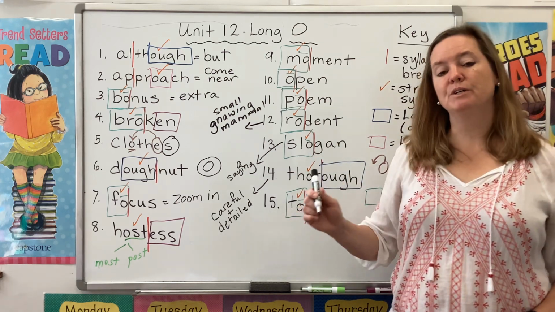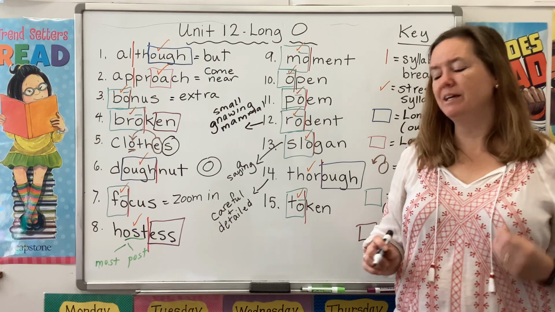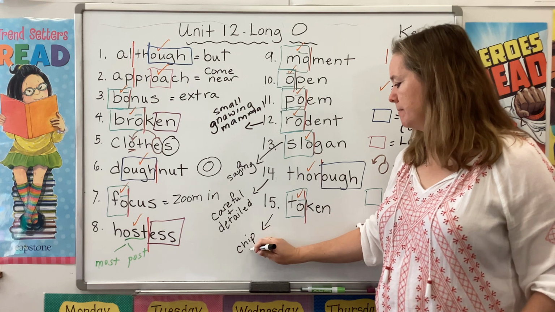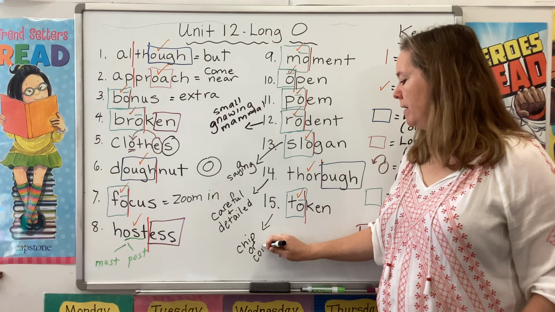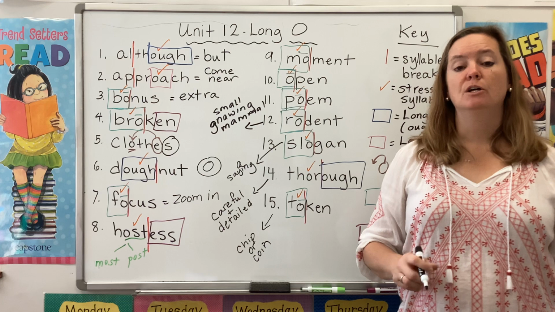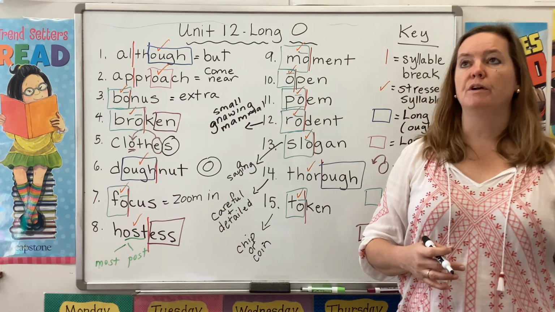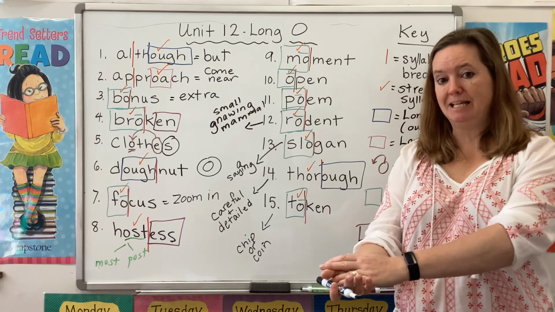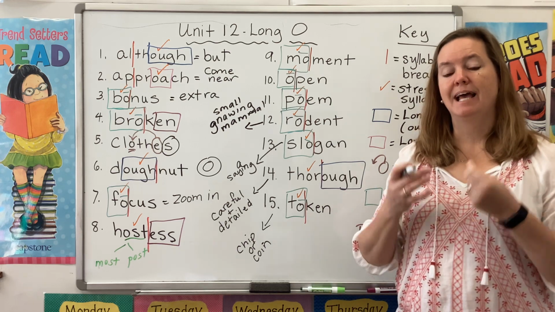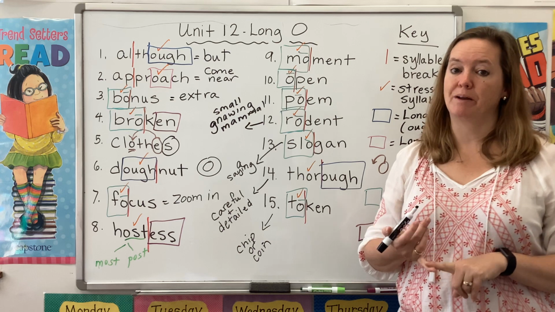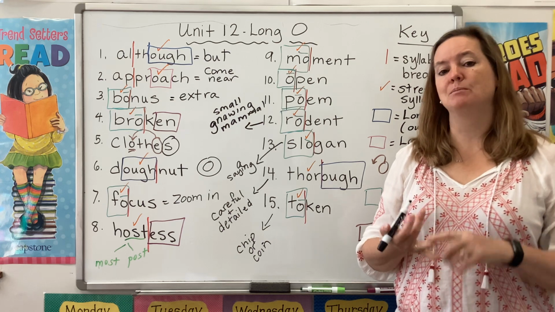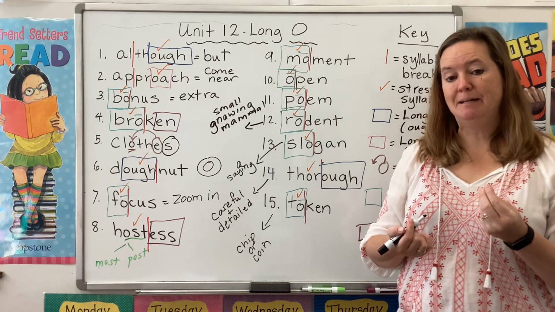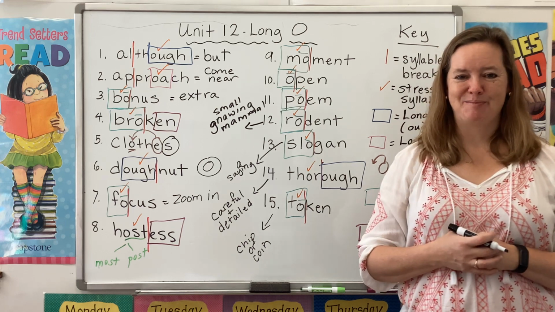And then our last word is token. And a token is like a small chip or coin. A chip or coin that can be traded in. So if you go to a carnival or you go to an arcade, you might pay the cashier some money and then she'll give you tokens. And you can use those tokens to go on rides, to play games, maybe to buy snacks. So they're not real money, but they represent money.